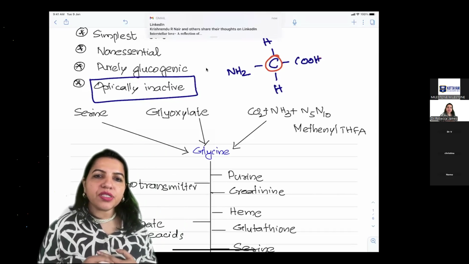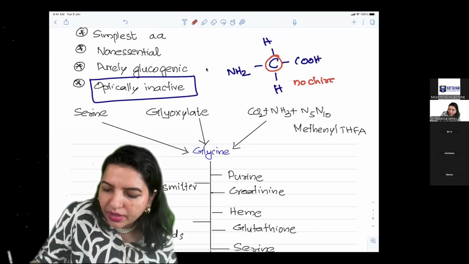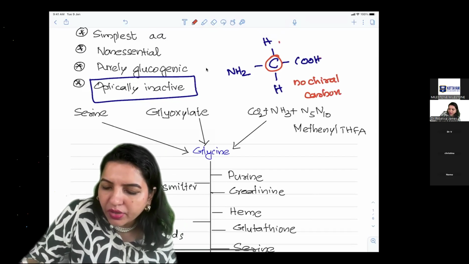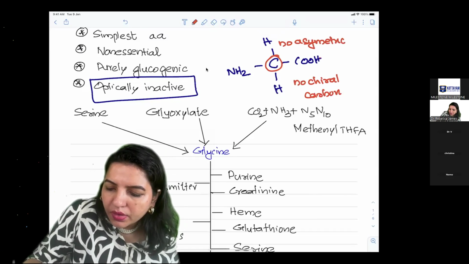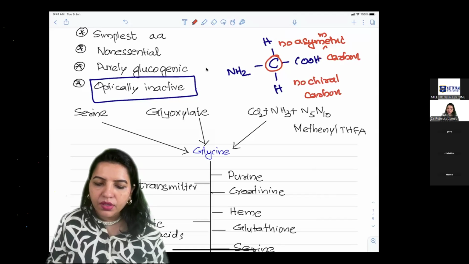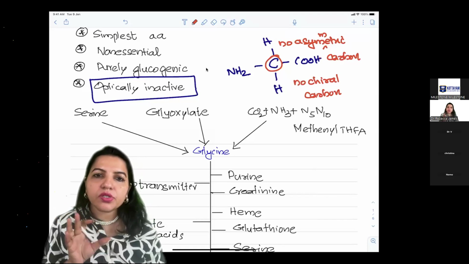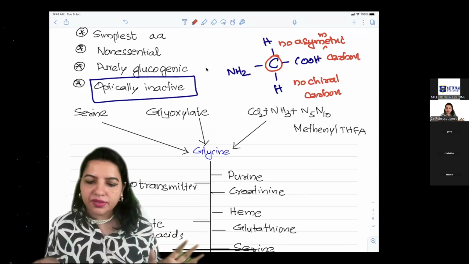Yes, 2H means no chiral carbon. Or I can also write there is no asymmetric carbon. That is why it is optically inactive. There is no isomer, which means there is no D-glycine and L-glycine. It is only glycine.